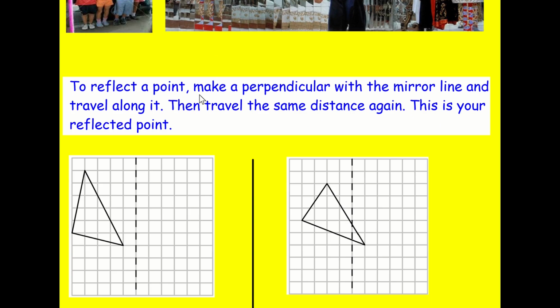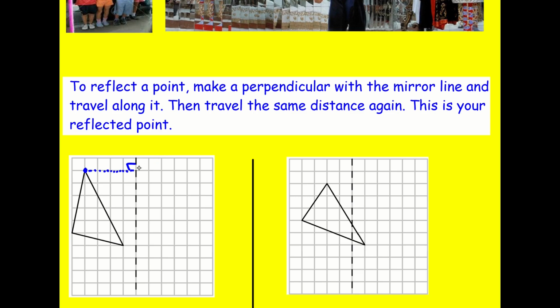And to do this, we make a perpendicular with the mirror line and travel along it. So let me just demonstrate what I mean by that. I might pick a point, and then the perpendicular means the line that is at right angles to the mirror line. So I'm going to travel along it this way, and here's my right angle. Once I get to the mirror line, I travel the same distance away, because when you look into a mirror, the person you're looking back at is essentially the same distance away from the mirror as you are.